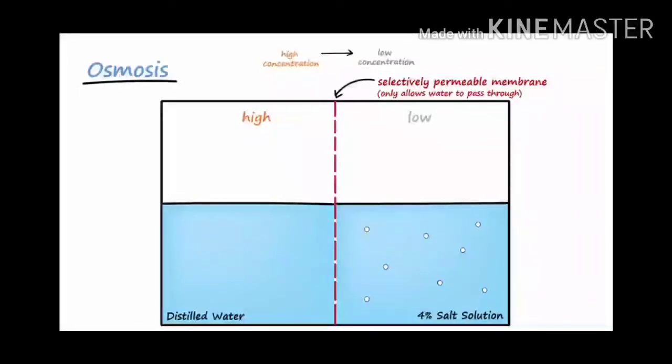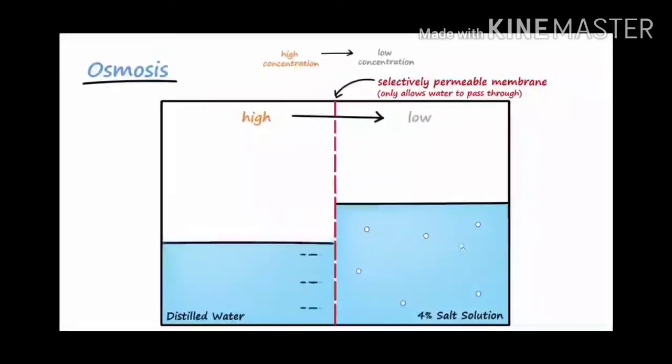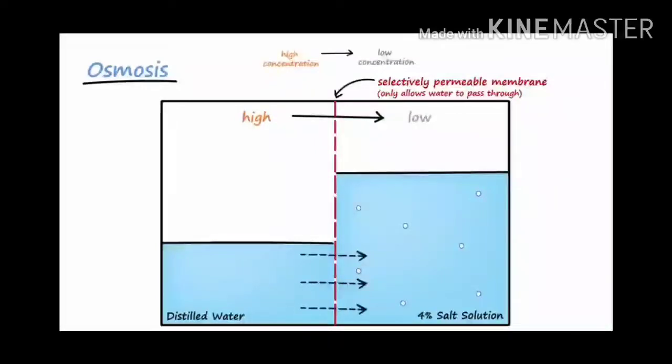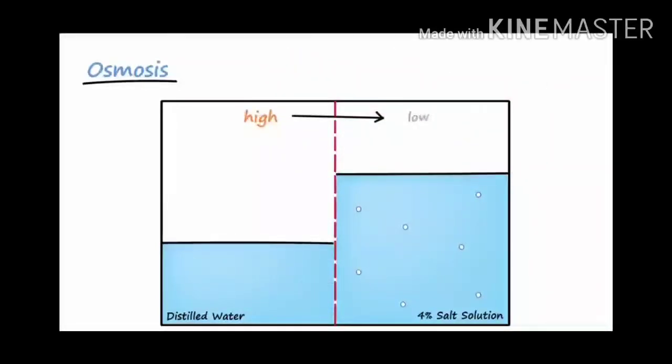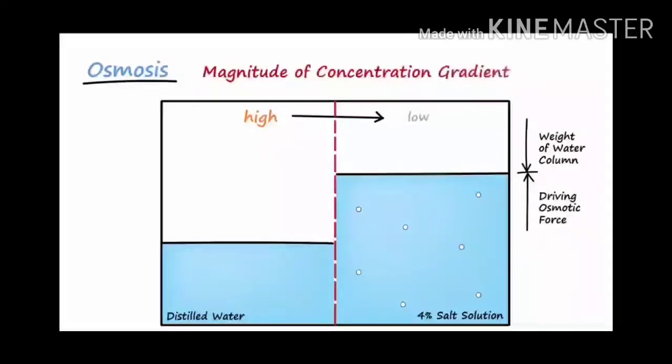salt solution. Now see what happens with time as the water passes through the SPM, because the SPM only allows the water molecules, that is the solvent molecules, to pass through. The amount of distilled water on the left hand side will become lesser, and obviously the amount of solution on the right hand side will become higher. Now the weight of the water column will increase, and that is the driving osmotic force that we were trying to understand.